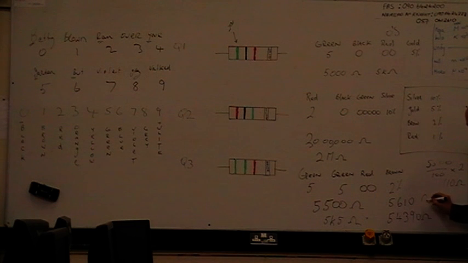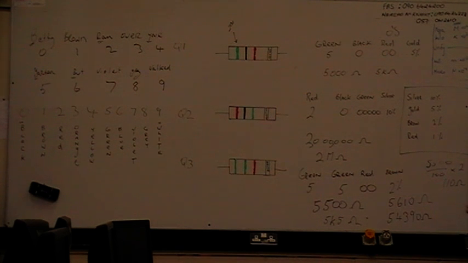The reason you get percent tolerance is that if you measure that with an ohm meter, you can only get anywhere between the two values. So you'll never get two resistors exactly the same.